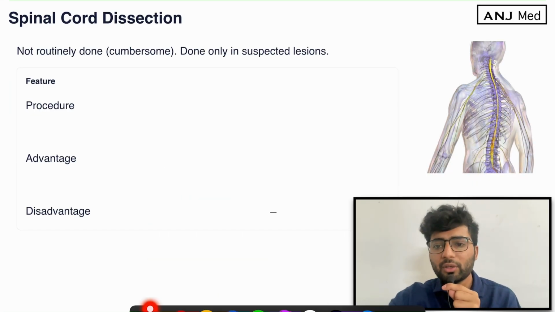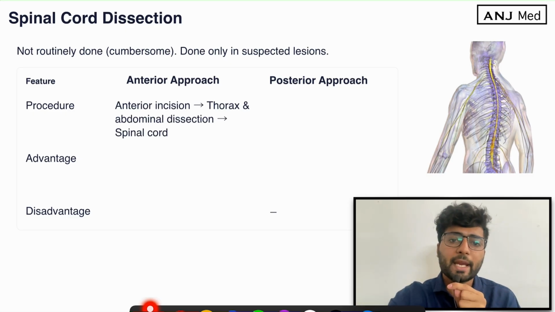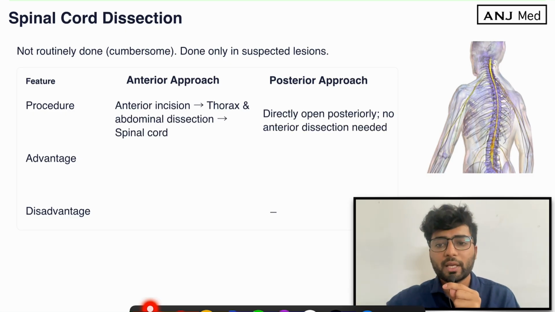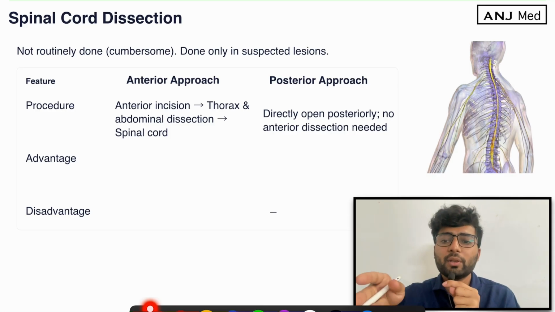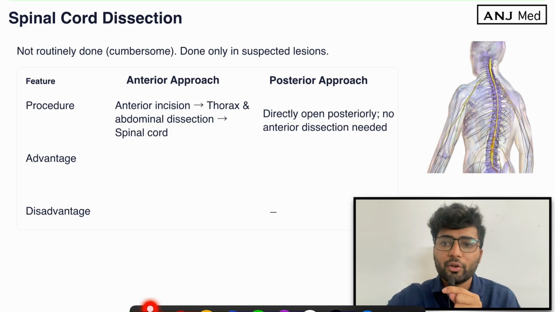Now, see, spinal cord dissection is not usually done. It is done only in suspected cases. There are two methods. First is anterior and posterior approach. If you go anteriorly, see, spinal cord is at the back. Now, if you take anterior approach, then you have to dissect the thorax, abdomen, everything, and then you will reach the spinal cord. But in the posterior approach, it is easier. We don't need any anterior dissection. The spinal cord is right here.